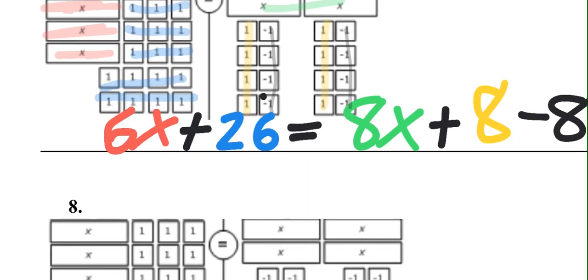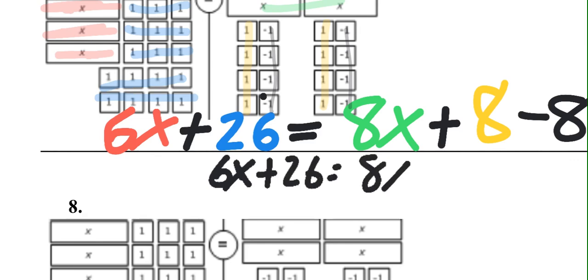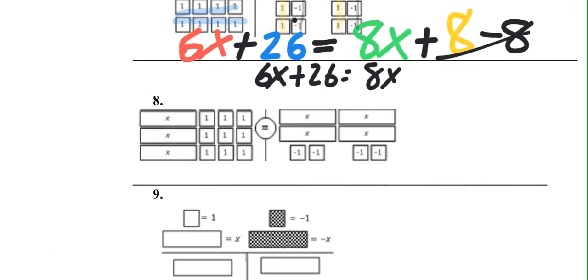So just a quick summary on this one. If I wanted to summarize what I've got listed here, this would be 6x plus 26 is equal to 8x because these two would cancel each other out. Number 8.